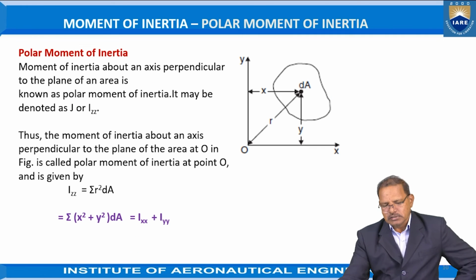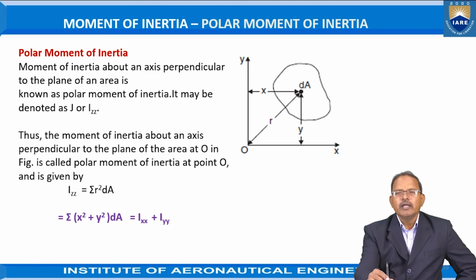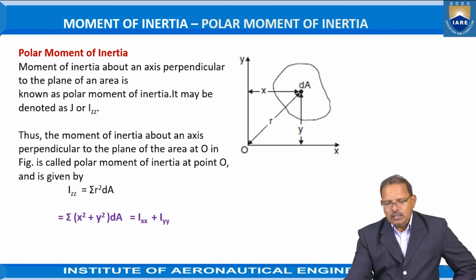Now, polar moment of inertia. The polar moment of inertia is the inertia possessed by an element about an axis perpendicular to the plane. Here dA represents the given plane, kept in the xy coordinate plane. The moment of inertia possessed by the element about the z-axis, which is the axis perpendicular to the plane, is called the polar moment of inertia.